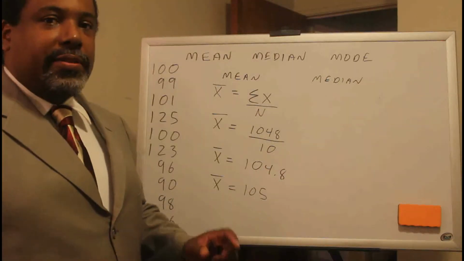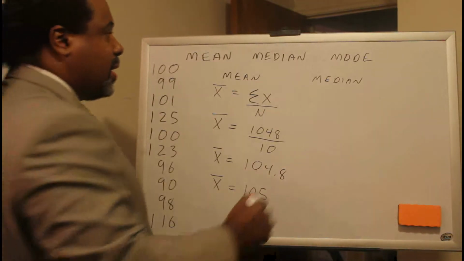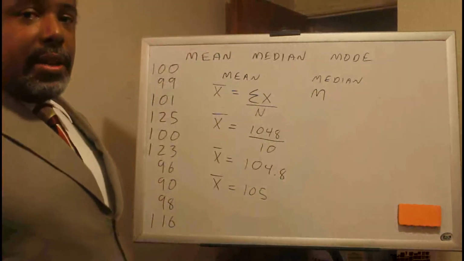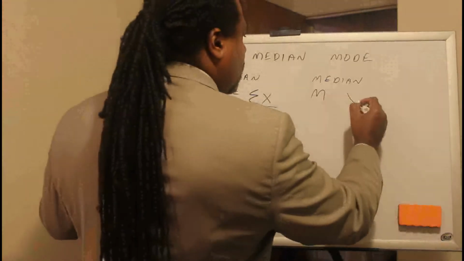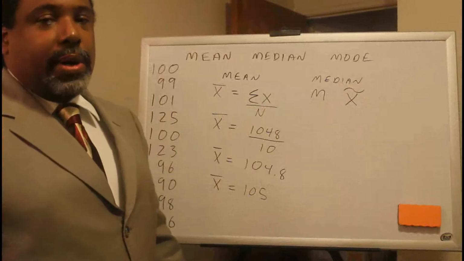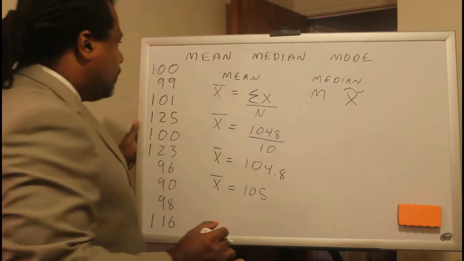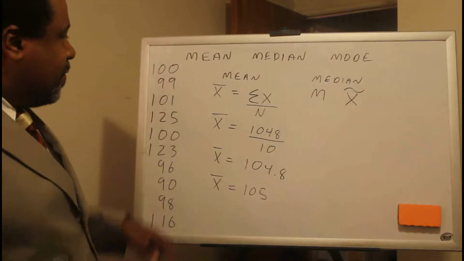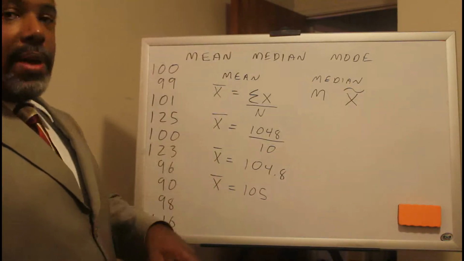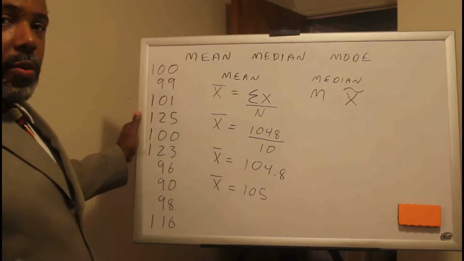Now for median, there are a couple of different symbols that people use for median. None is more popular than the other. I've seen a capital M used to represent the median. I've also seen an X with a squiggly or an approximation symbol above it to represent the median. But in order to find the median for this data set, we're looking for the middle value. That's what median means.